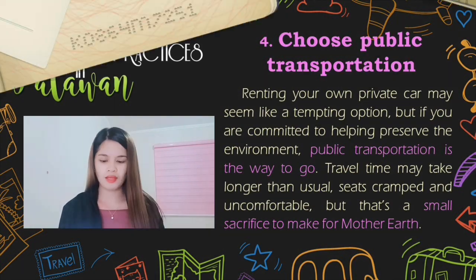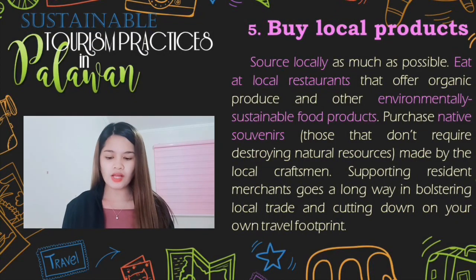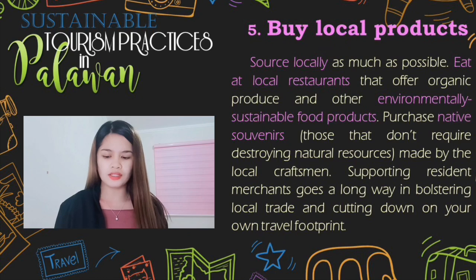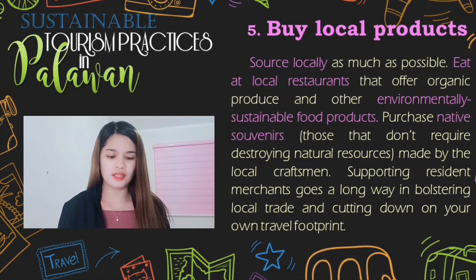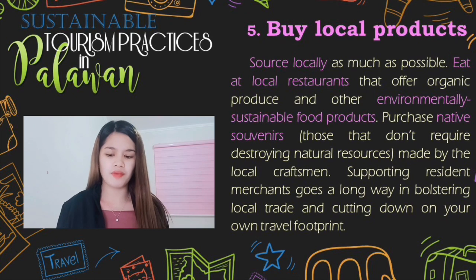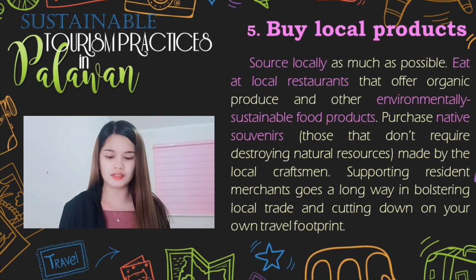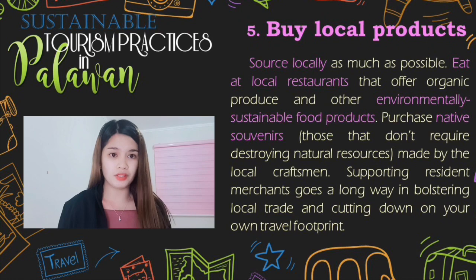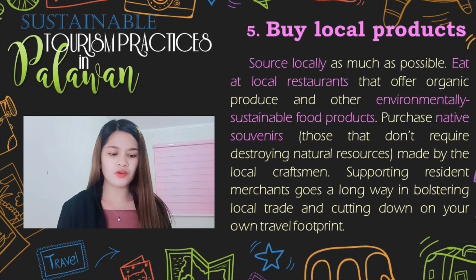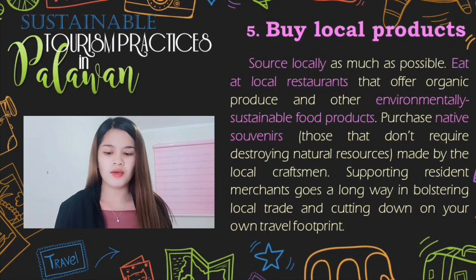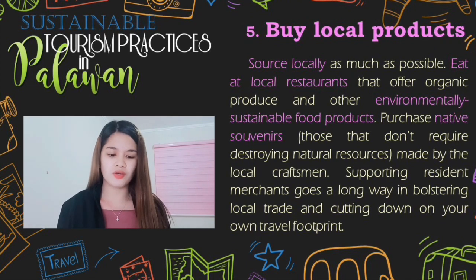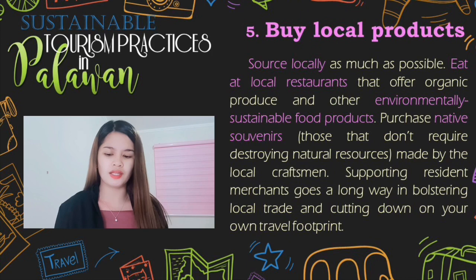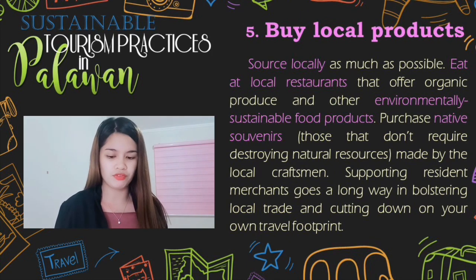Number 5. Buy local products. Source locally as much as possible. Eat at local restaurants that offer organic produce and other environmentally sustainable food products. Purchase native souvenirs, those that don't require destroying natural resources, made by the local craftsmen. Supporting resident merchants goes a long way in bolstering local trade and cutting down on your own travel footprint.